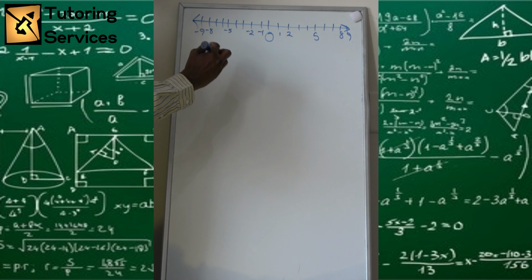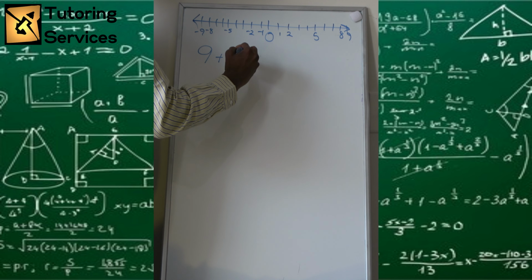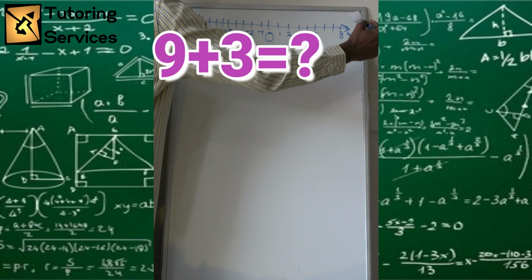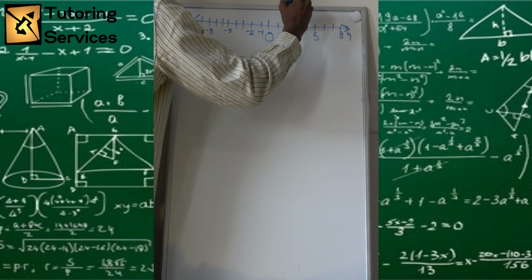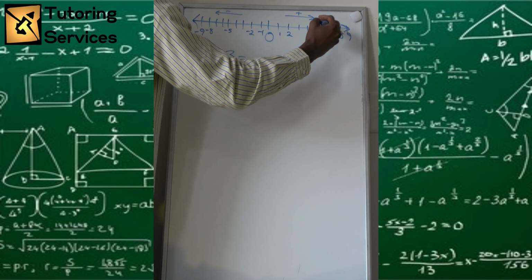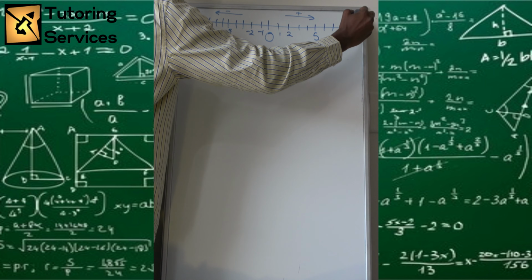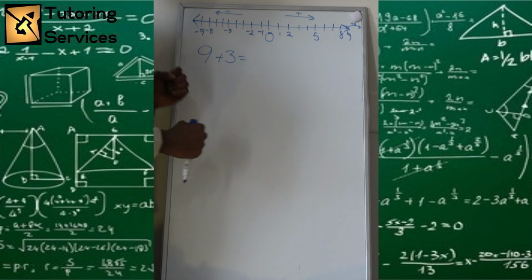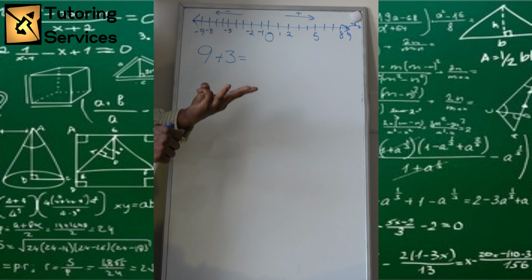Now, when we do an addition, you have something like 9 plus 3 equals, but we know we start at 9 and we count towards the right, or towards the positive direction. We add 3, we're going this way. 1, 2, 3. So 9, 10, 11, 12. Right?